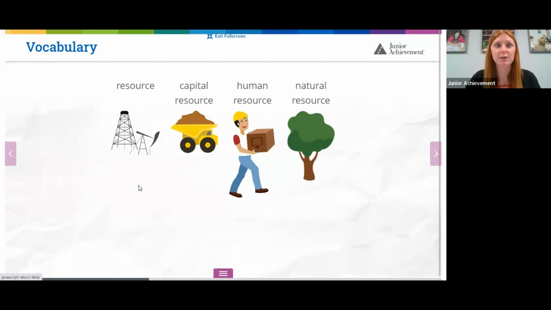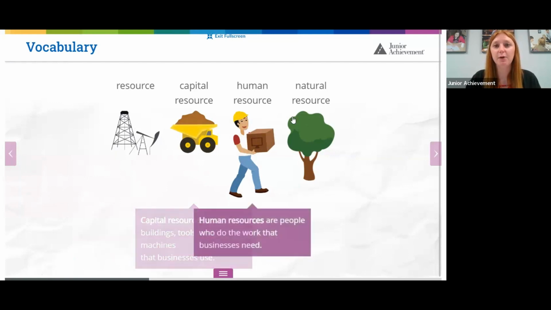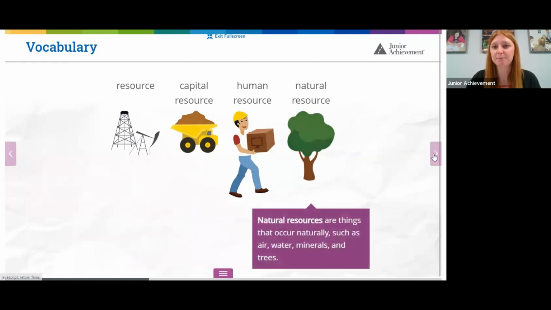I would ask the first one, what does it mean to be a resource? What does that mean? Once they give me an answer, I'd click on it to have the definition pull up, and you can have them click on it as well. We really want this presentation to be interactive. I would do the same for capital, human, and natural resource.